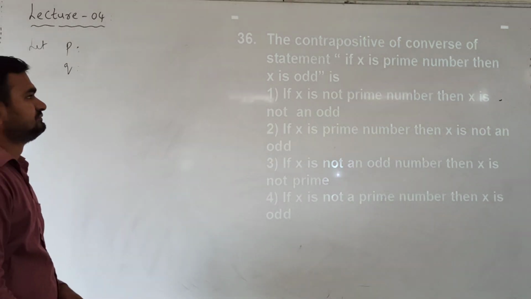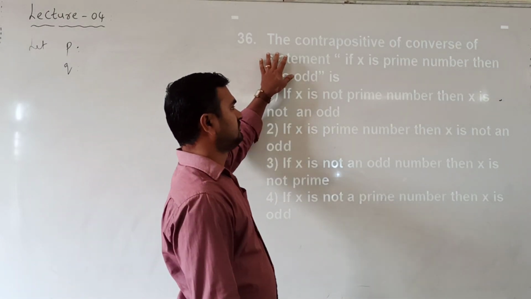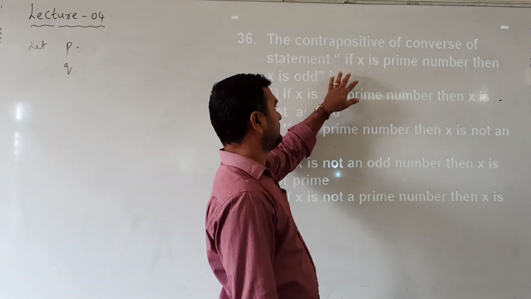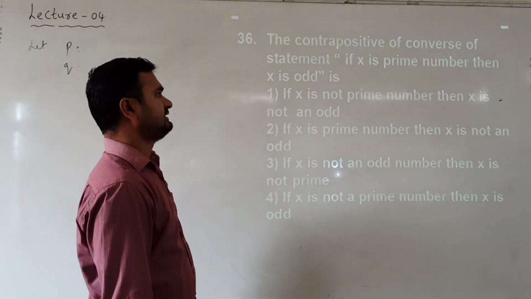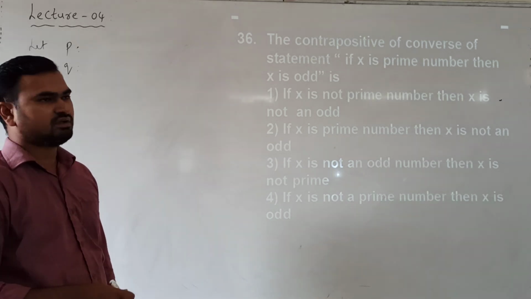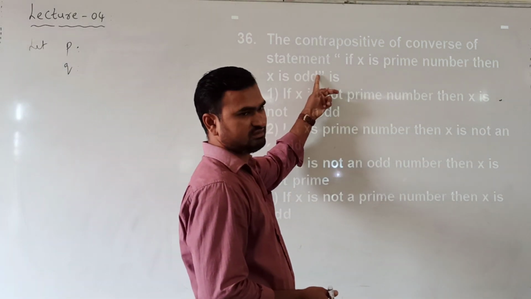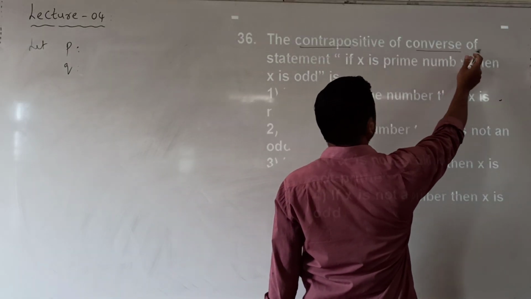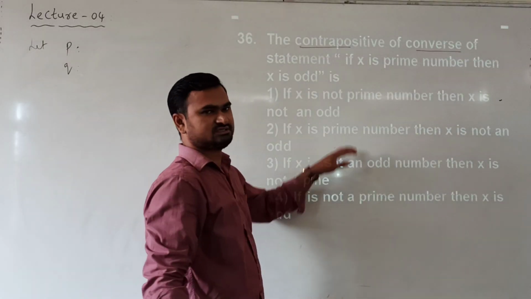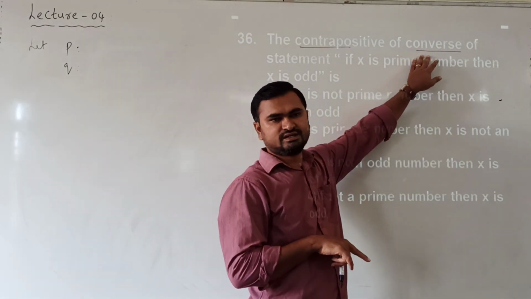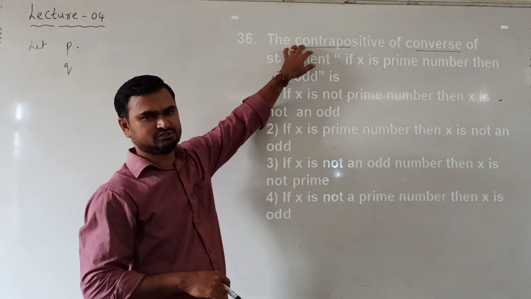See the statement: the contrapositive of the converse of the statement "if x is a prime number, then x is odd" is. We have to find the contrapositive of the converse of this statement. So first we write the statement, then write its converse. Now for that converse, we have to write the contrapositive.